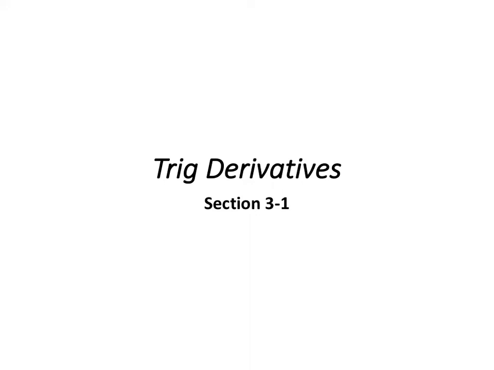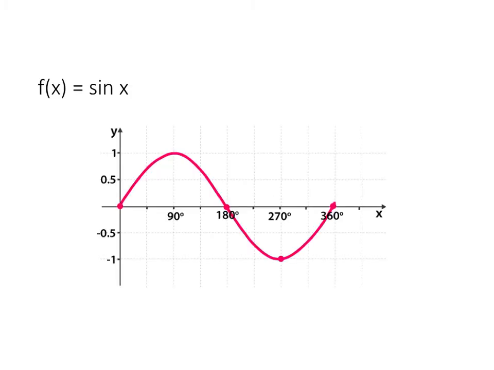This is section 3-1, trig derivatives. In this section, we're going to learn how to take the derivatives of various trig functions. So let's start off with our basic sine wave. So we've got f of x is equal to sine x.